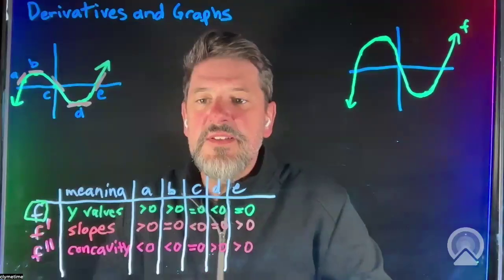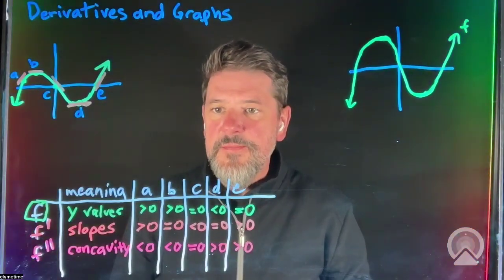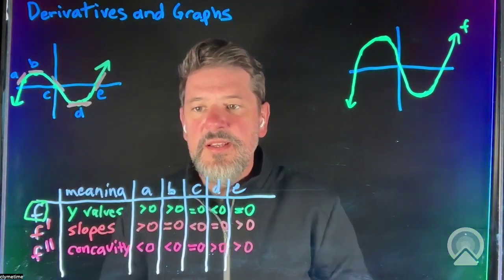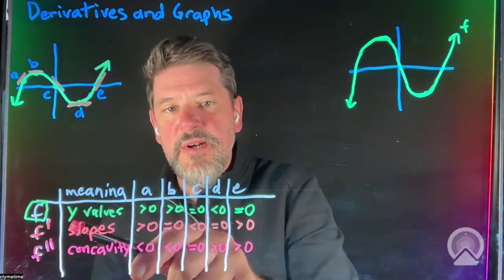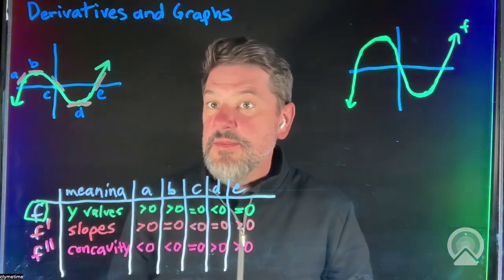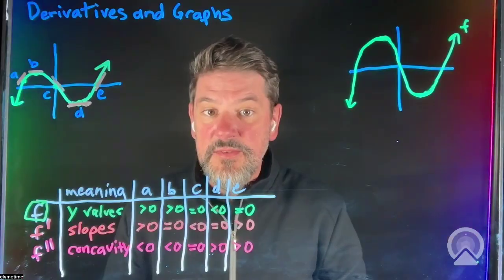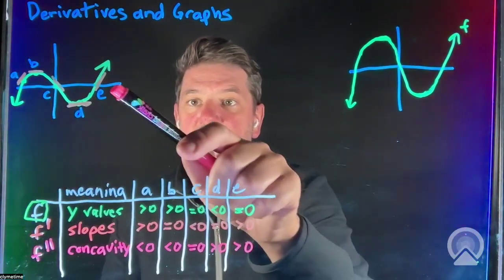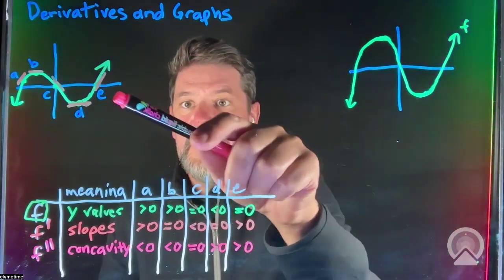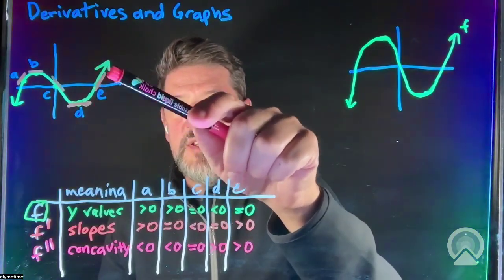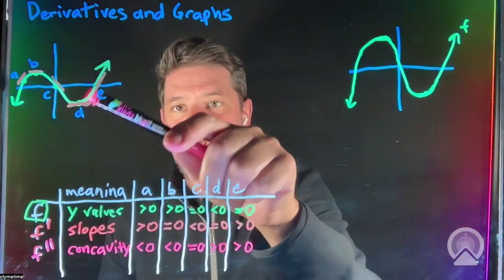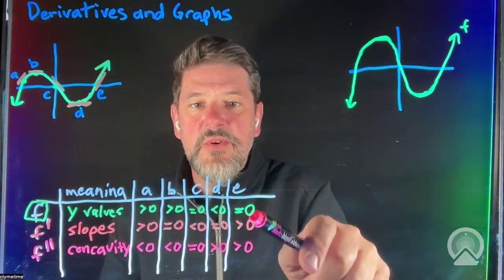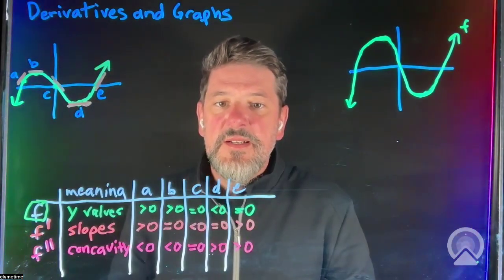So there's the differences between y values, slopes, and concavity, the difference between f, f prime, and f prime prime. Sometimes they line up and sometimes they don't. You can see f prime and f prime prime lined up at E because E was both increasing, so therefore the slope of the tangent line is positive, and it was also concave up. And so therefore they're both greater than zero at that spot.